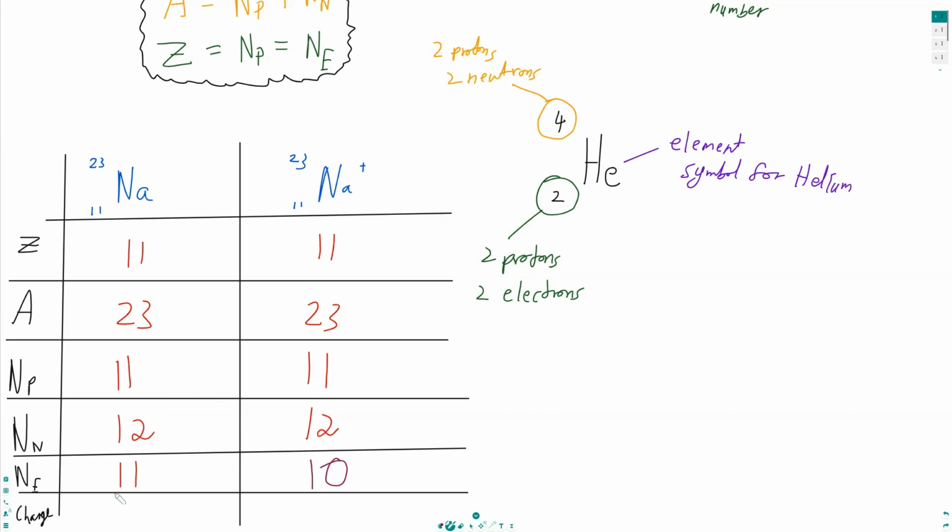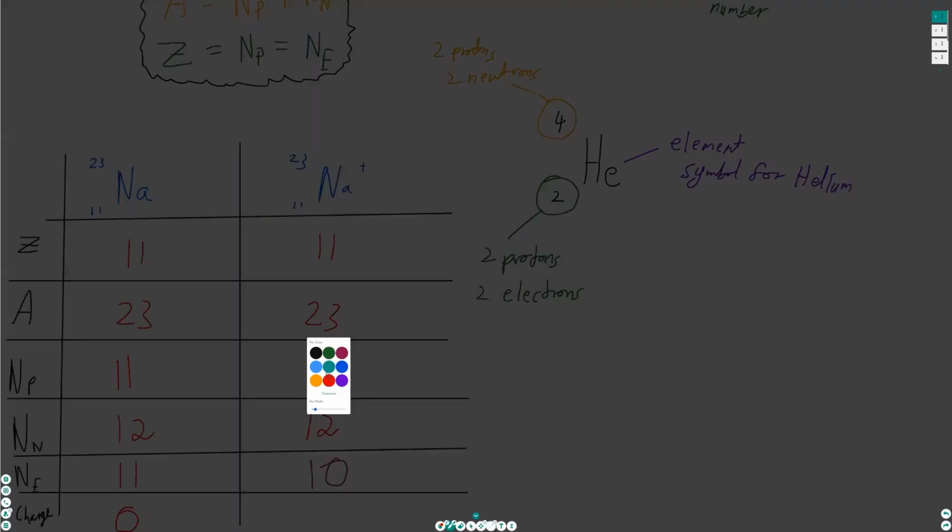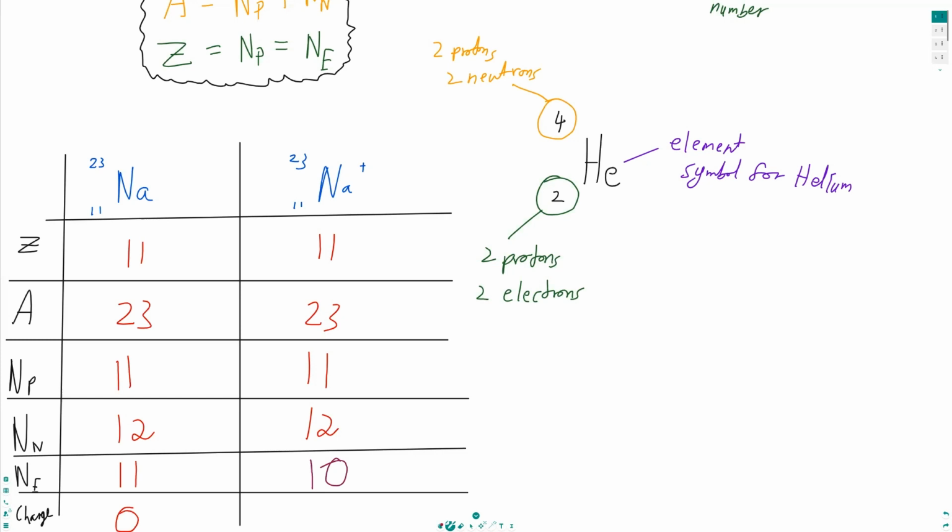Now the overall charge here for the neutral atom, because it's neutral and because the number of protons equals the number of electrons, is 0. Here, there are more protons than electrons, which means that in the ion, we have gone up to plus 1, which is 11 minus 10, which is plus 1.